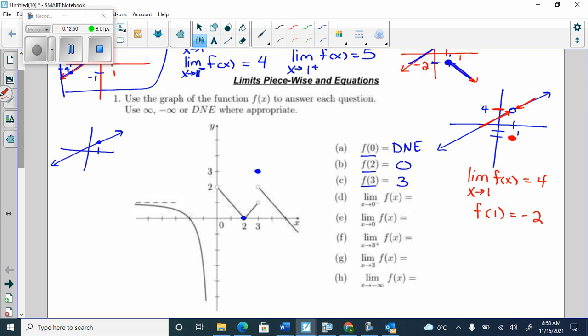Okay, the limit as x approaches 0 from the left. From the left. So x is 0 is here. That's just where it is on the number line, on the x-axis. As I'm approaching it from the left, I'm just going to draw. I'm approaching 0 from the left. What's happening? It's approaching what, though? Negative infinity, yeah.